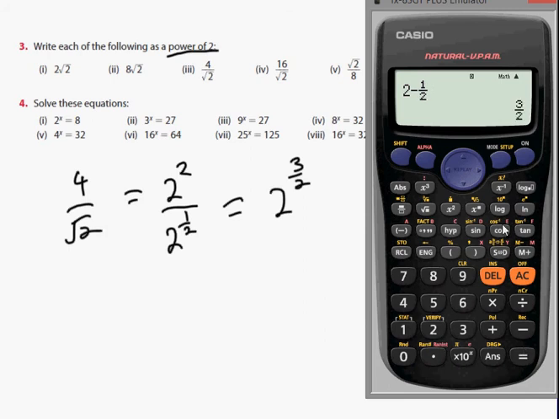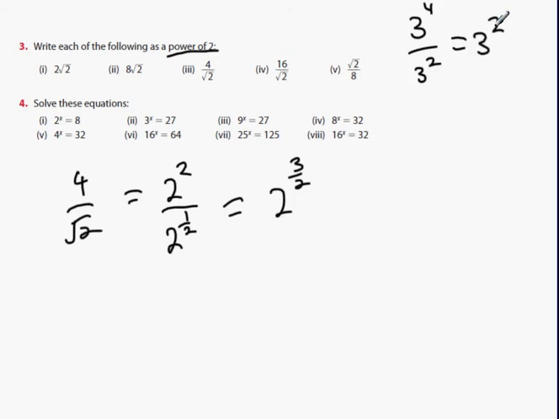3 over 2. Where do you get the 2? The 2 is the base number. Those 2's there. So lads, in the same way, where do you get the 3's from? The answer is 3 to the power of 4 minus 2, which is 3 to the power of 2. Top one minus the bottom one.